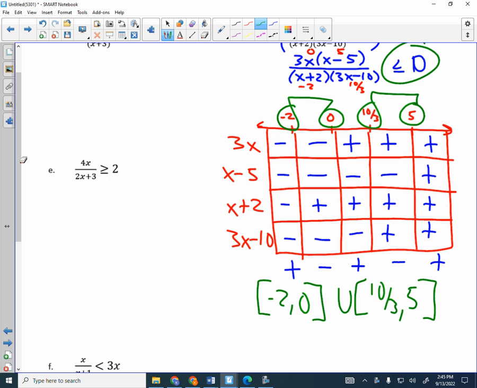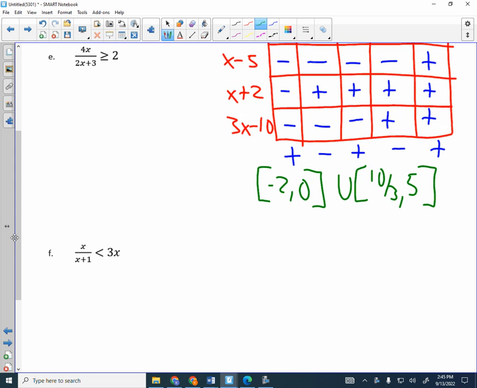This equal sign does mean that we use brackets, except what number are you not allowed to have in the denominator? 0. What numbers would give you 0 in the denominator? Negative 2 and 10/3. So they can't be part of our solution set. So negative 2 and 10/3, they can't have a bracket. They need to have a parenthesis.